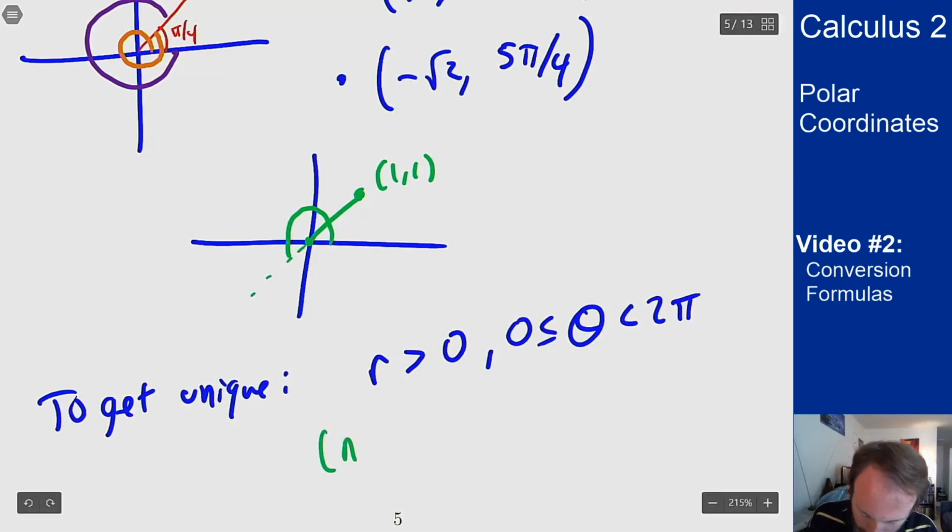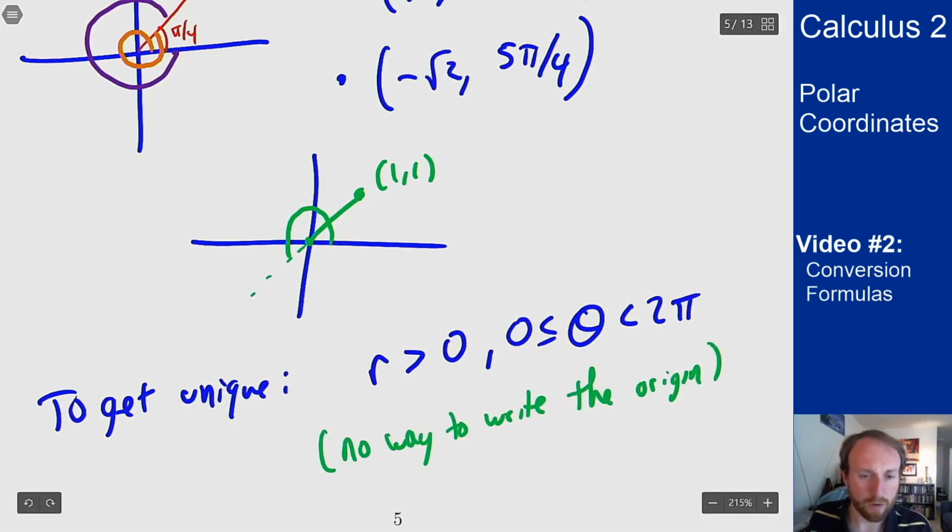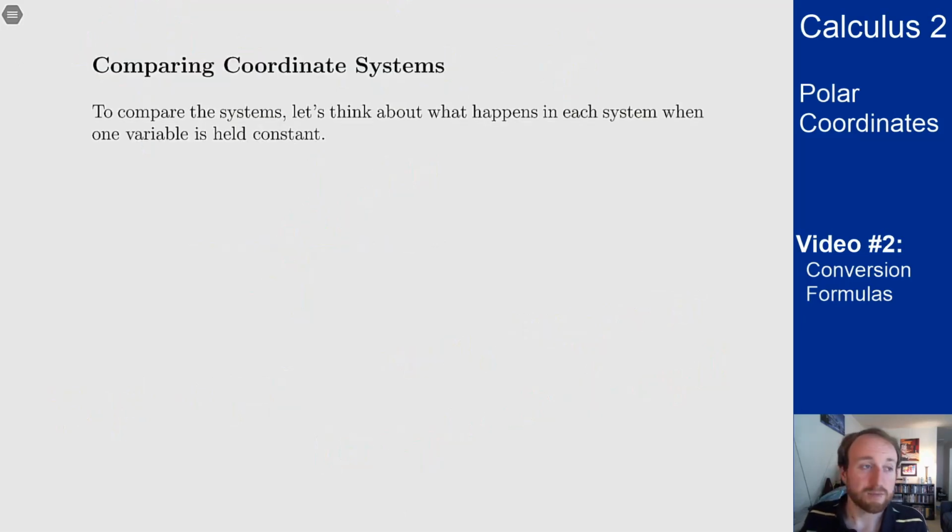However, the origin is kind of a weird point in polar coordinates, because if r is 0, any angle theta gives you the origin, so you can't really define that uniquely, so we kind of ignore that. But if you want unique determination of points, you want r bigger than 0 and theta between 0 and 2 pi. One more step in this process: let's think about the different coordinate systems and what it looks like when I freeze one variable and let the other one vary.